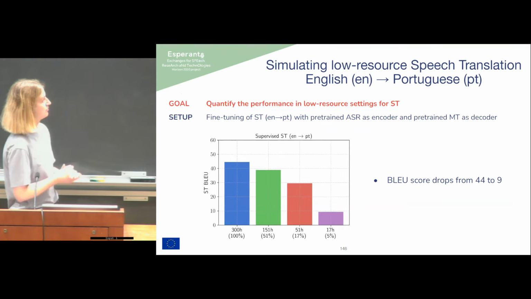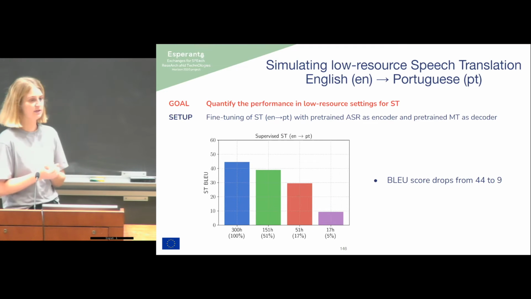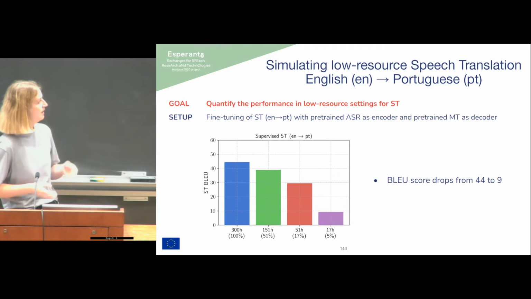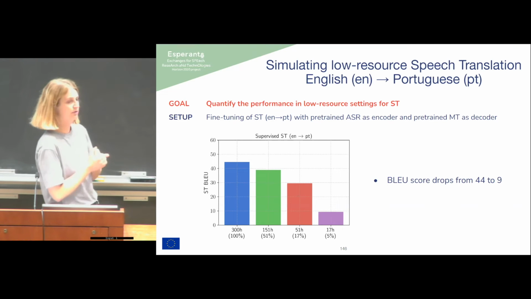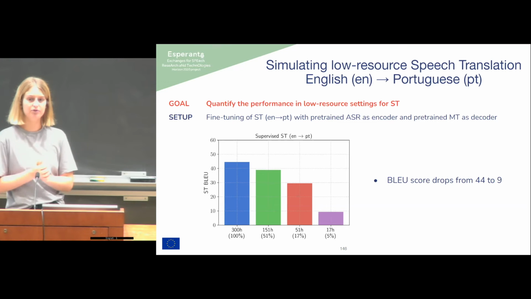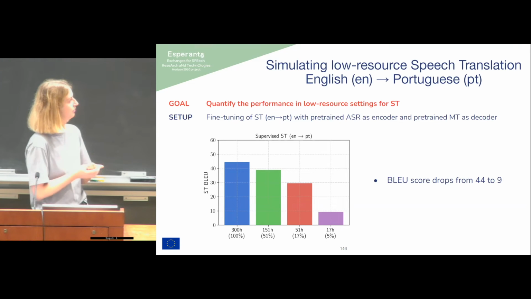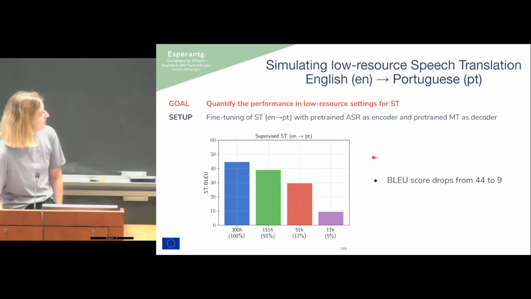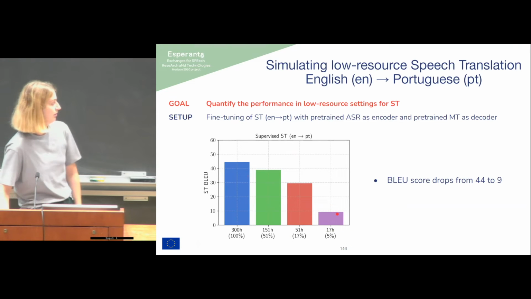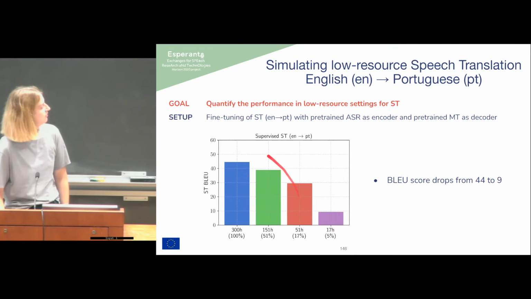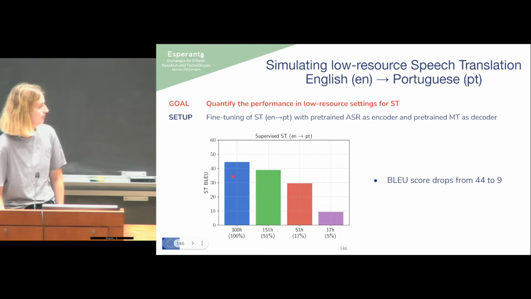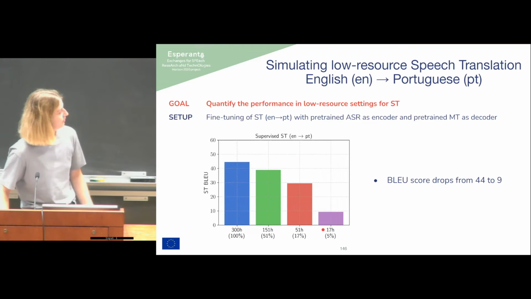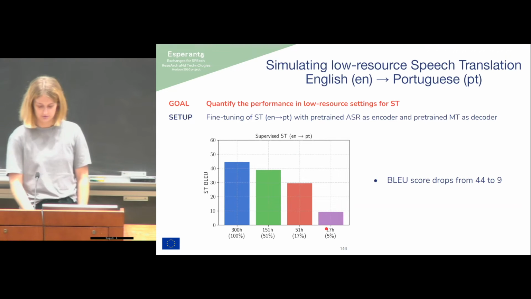So here the goal was to quantify the performance in low resource settings for speech translation. And the setup is quite simple. So we pre-train an ASR system as an encoder and pre-train a machine translation system as a decoder. And we fine-tune on this English to Portuguese speech translation data. And as you can see here, the less data you have, the worse BLEU score you get. If you use all the data, you have a 45 BLEU score. And if you use only 5% of the data, the score drops to 9 BLEU score.